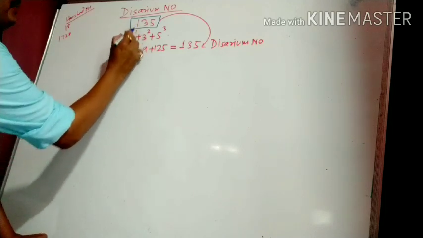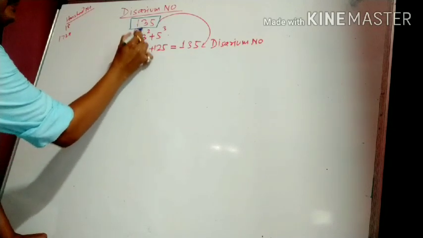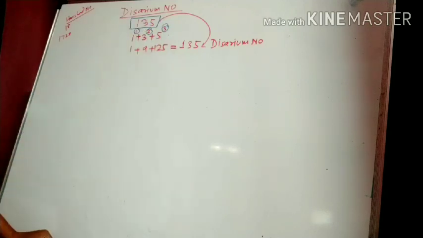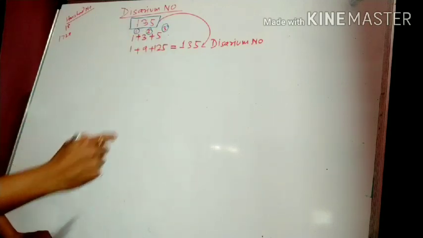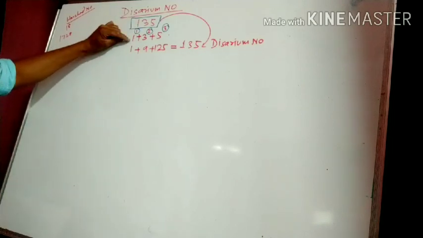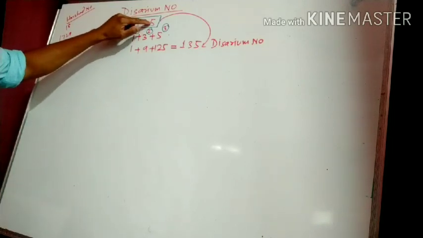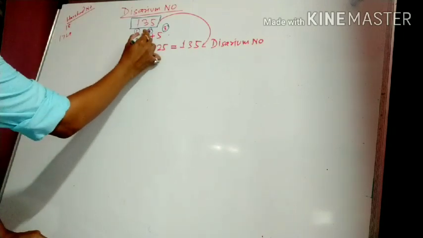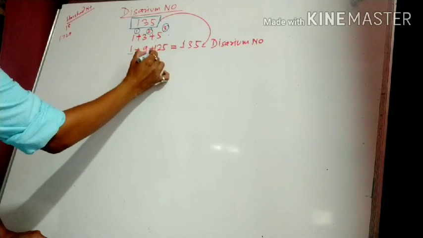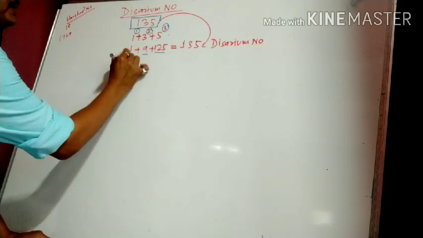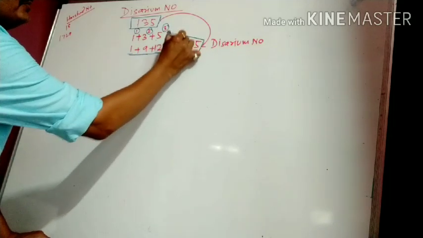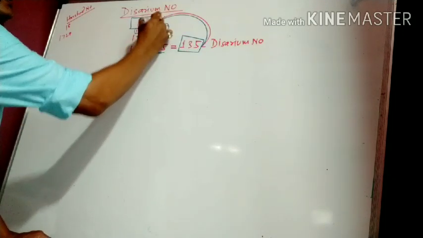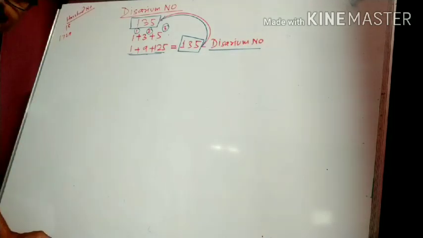So 1 to the power 1, 3 to the power 2, and 5 to the power 3. The power will increase. So 1 power 1 is 1, 3 power 2 is 9, 5 power 3 is 125. When you calculate this part, your answer will be 135. If 135 is equal to the original number, that is known as a Disarium number.